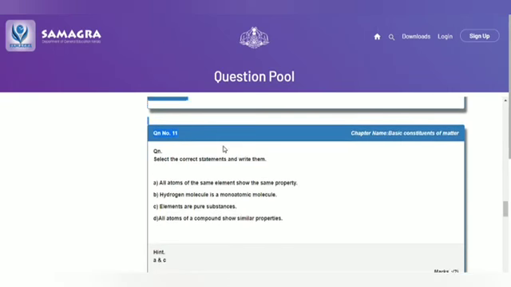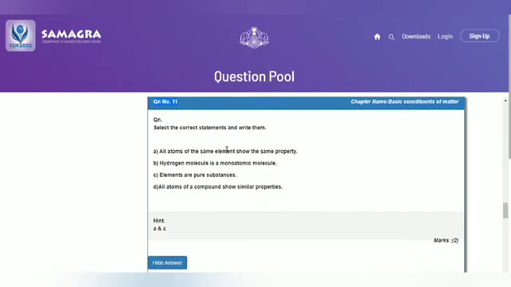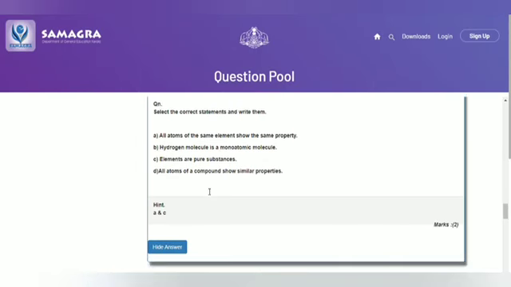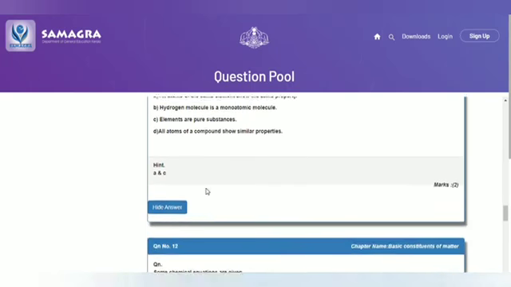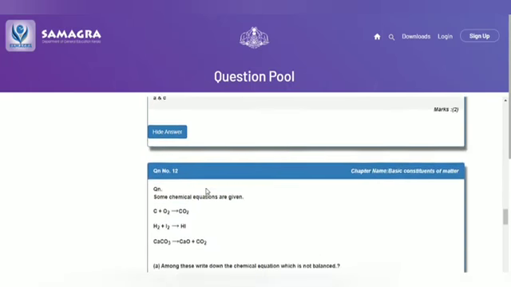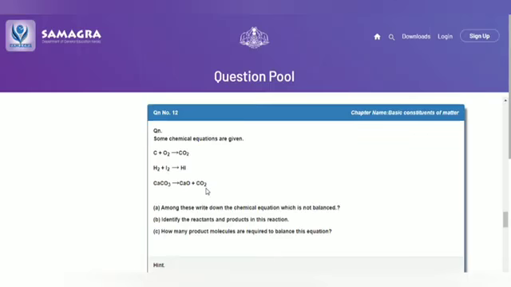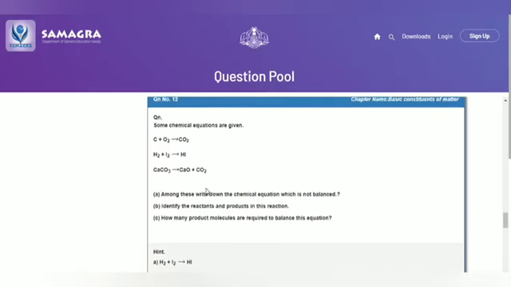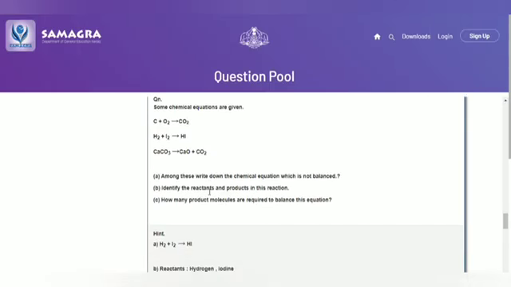11th question, select the correct statements and write them. All the atoms of the same element show the same property. That is the correct statement we have to see. Then, elements are pure substances. Question number 12. Some chemical equations are given: C plus O2 gives CO2, H2 plus I2 gives HI.